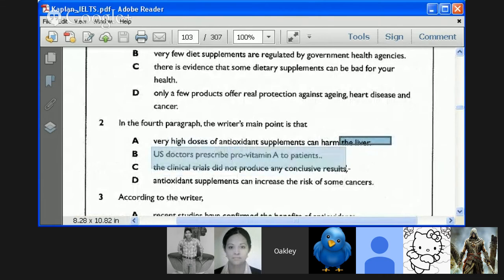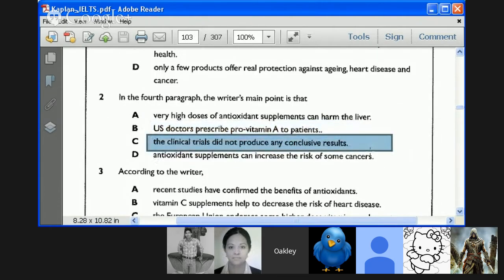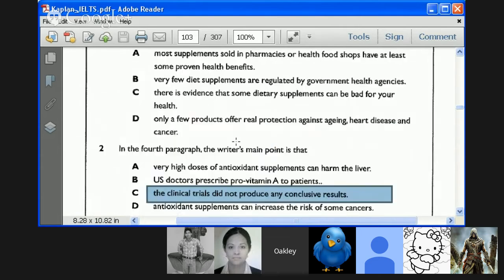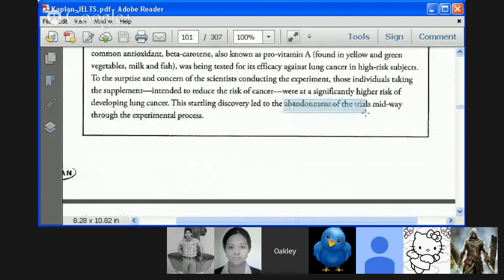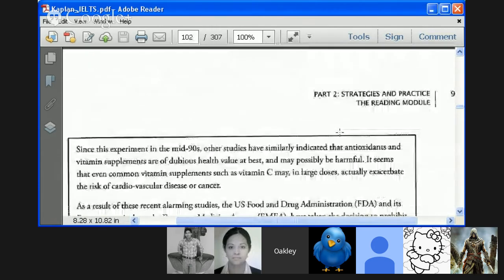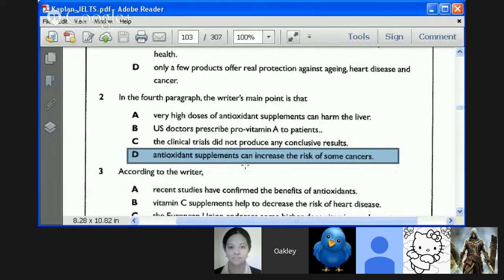Okay. U.S. doctors prescribe vitamin A to patients. That's totally ridiculous. It's just not there at all. Clinical trials did not produce any conclusive results. Well, that's not there either because if we check again, what it says is they abandoned the trials. So, okay, the trials never finished, so how could they have conclusive results? So Heidi's answer D seems to make the most sense.